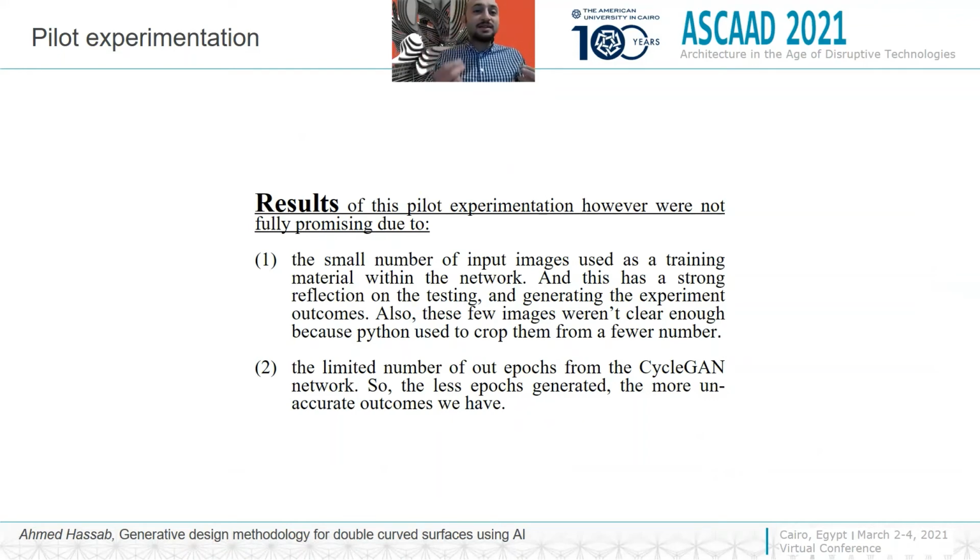And the second one, the limited number of output epochs from the cycle GAN network. So the fewer epochs generated, the more inaccurate outcomes we have.